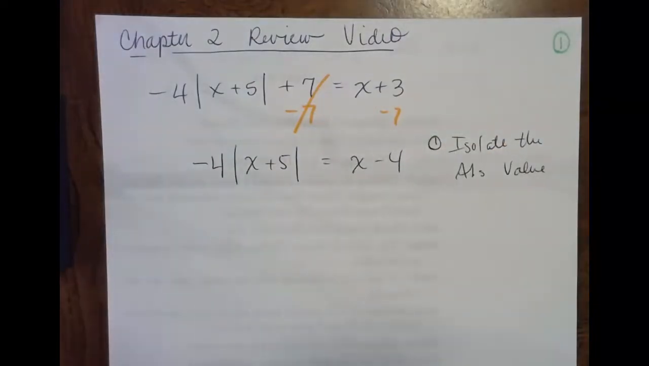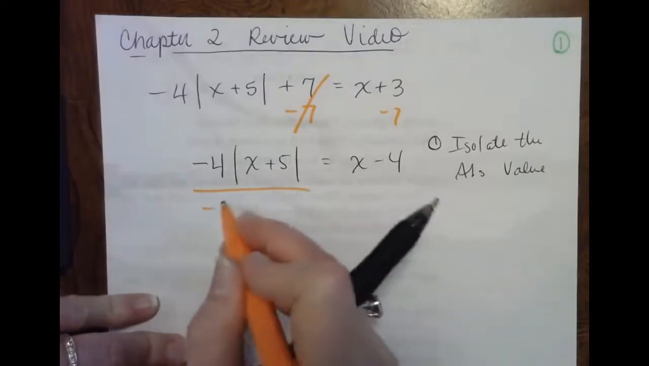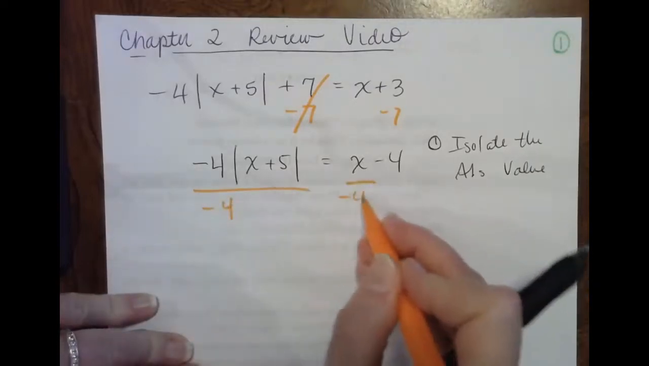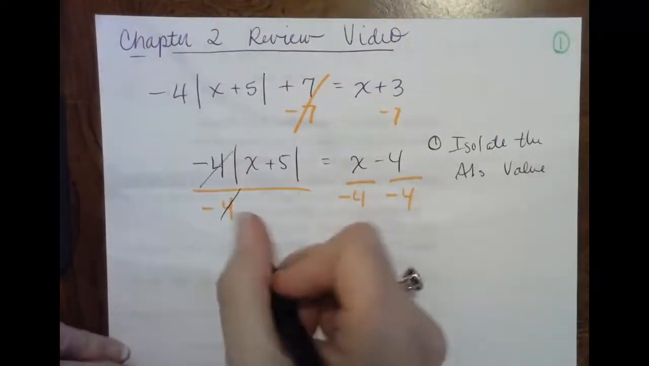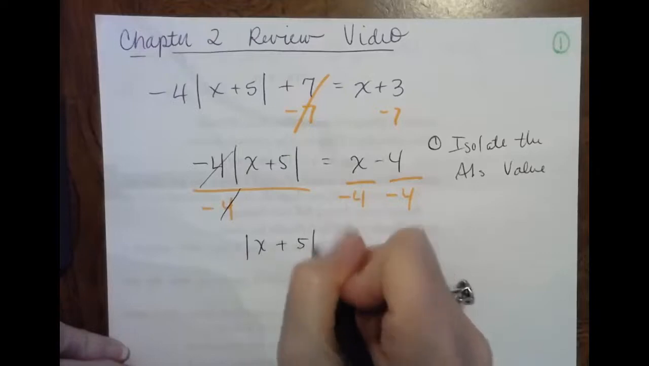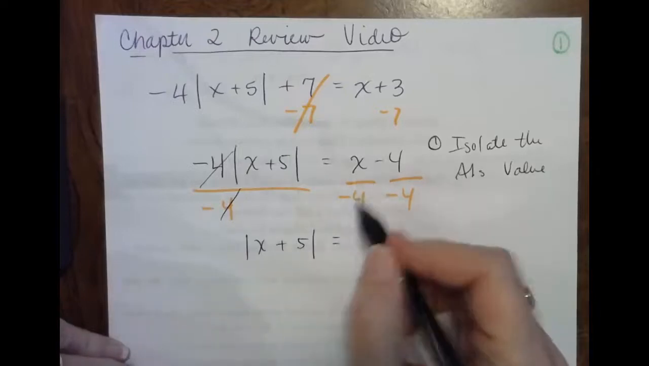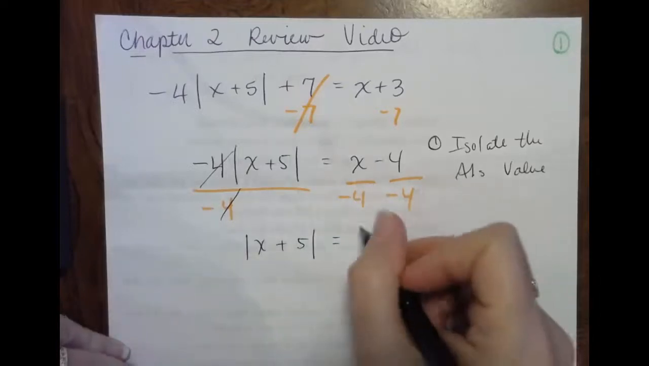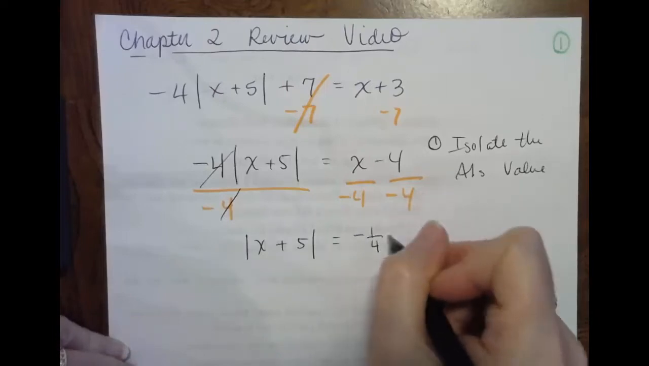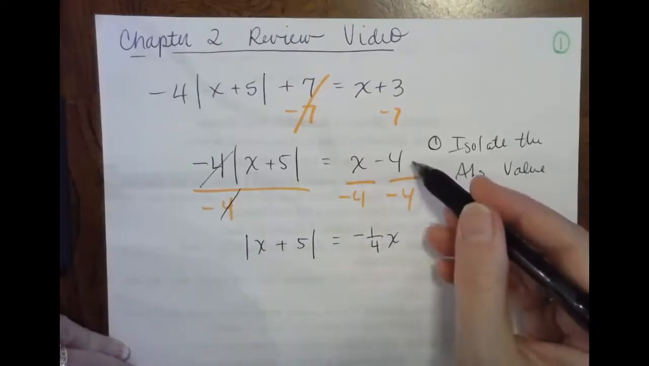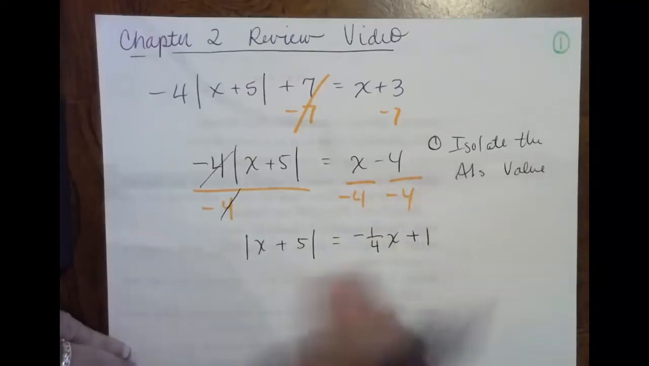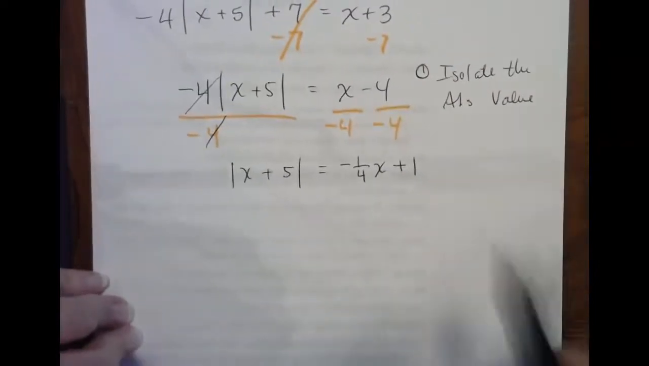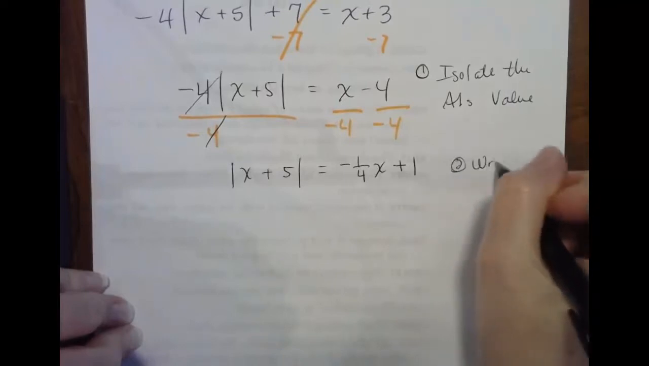Then from here, we want to divide by -4. And remember, everything's getting divided by -4. So that cancels, and we get the absolute value of x plus 5 is equal to, now this is a tricky fraction, but you can do it. It is -1/4 x. And then, of course, -4 divided by -4 is a plus 1. So we did step 1, which is to isolate the absolute value. Step 2 is to write 2 cases.